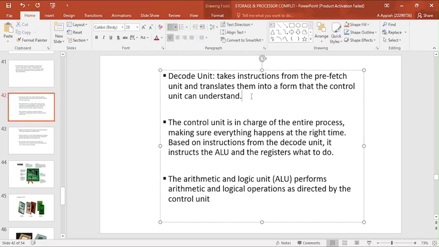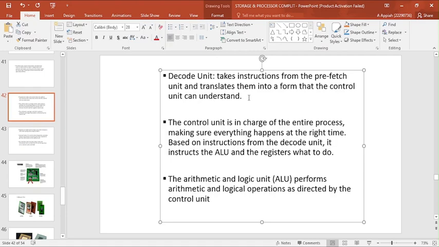it is the responsibility of the decode unit to take instructions from the prefetch unit and translate them into a form that the control unit can understand. So instructions being fetched by the prefetch unit are being decoded or translated by the decode unit into a form that the control unit can understand.